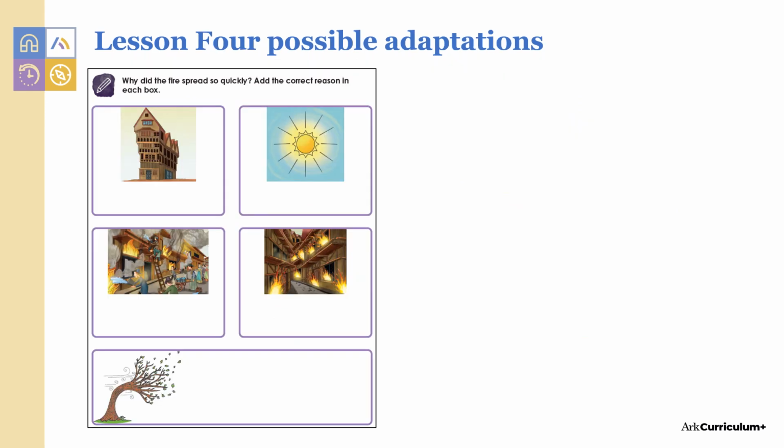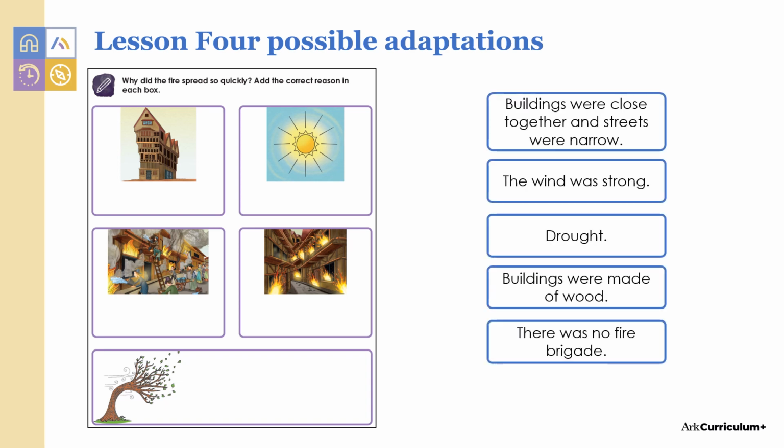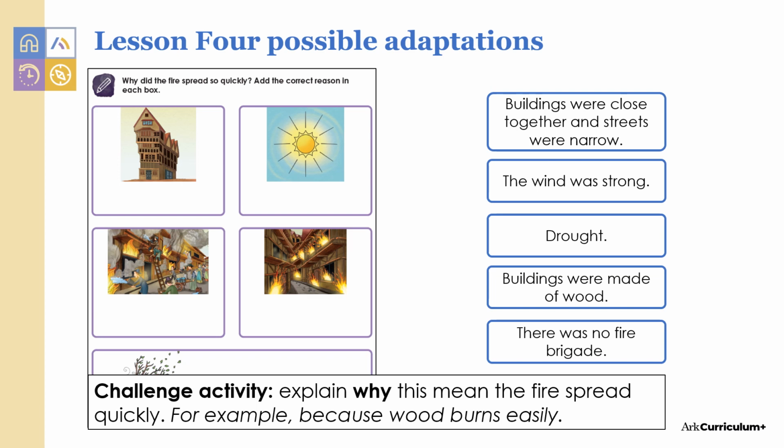For the lesson 4 activity, pupils label why the fire spread so quickly. You could take the answers from the answer slide and turn them into cut-out labels for pupils to match and stick to the correct picture. You could even edit these labels to 1 or 2 words to support even further. As a challenge, you could ask pupils why this certain reason meant the fire spread so quickly. For example, buildings are made of wood meant the fire spread quickly because wood burns easily.